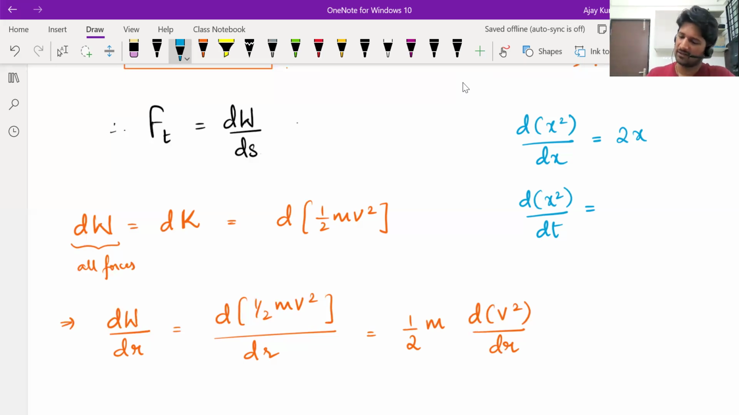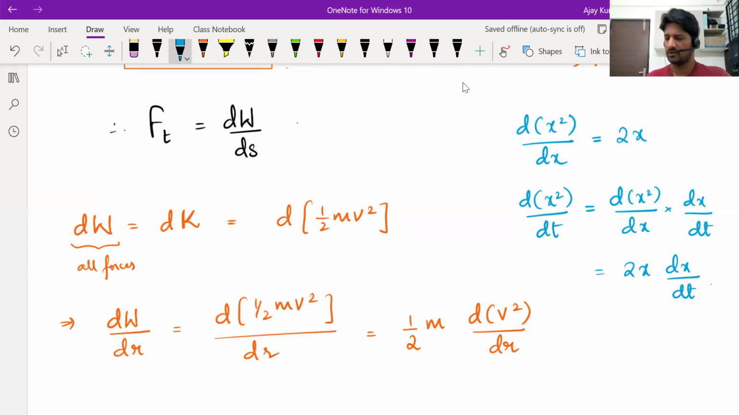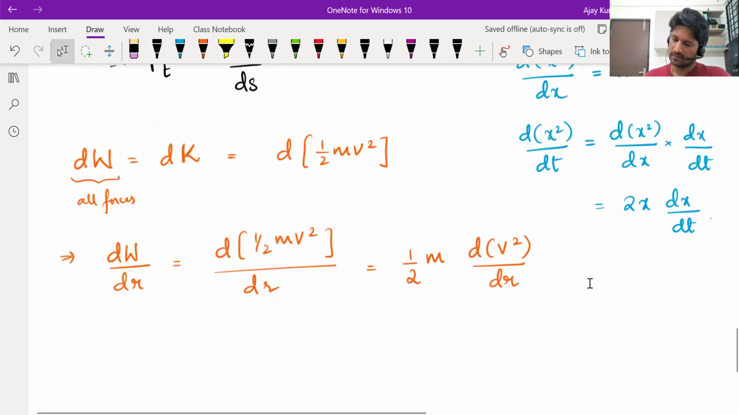Okay. Derivative of x square with respect to some other variable t can be considered like this: derivative of x square with respect to x, because that's what you know to do, multiplied with dx by dt. That's all. Mathematically, they are the same. So that becomes 2x into dx by dt, chain rule of differentiation. You all have to revise this a little bit. Fine. I'll include some problems based on this.